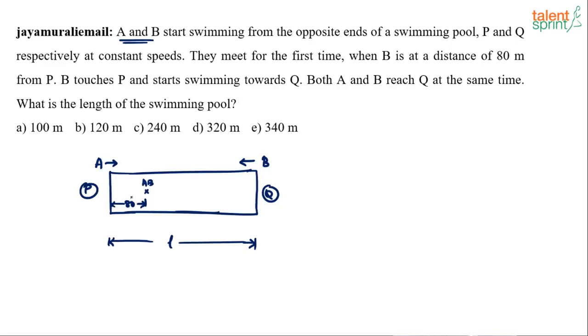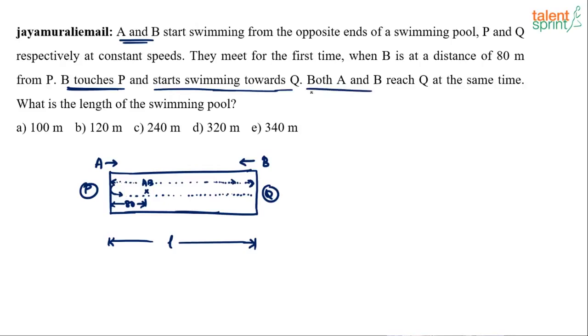Now what happens? B touches P. So they meet here, they cross each other and they start swimming. B goes to P, touches the point P, and starts swimming towards Q. B will go in this direction, A will continue in this direction. After touching P, B returns and starts swimming towards Q. At the same time, A is also swimming towards Q from the beginning.